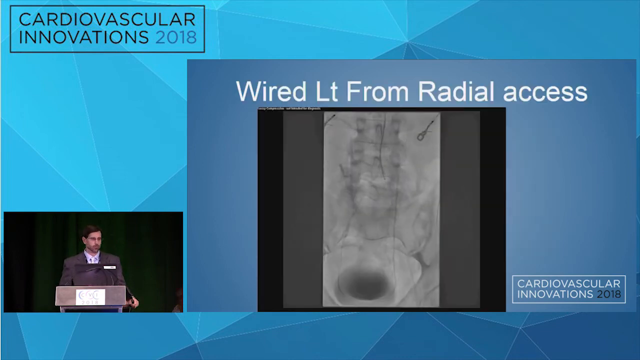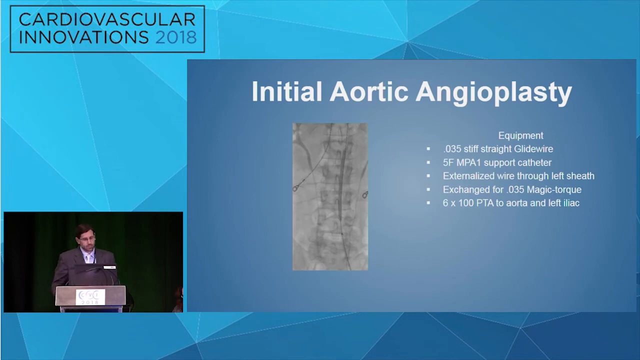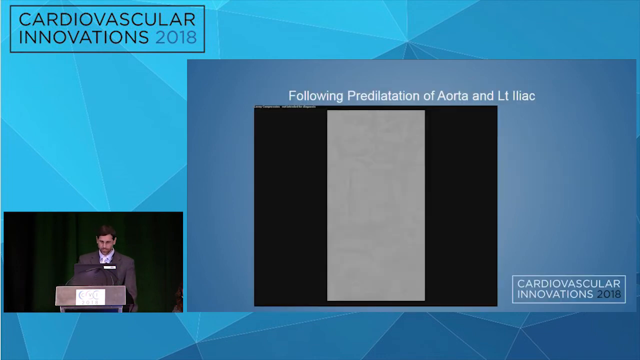So we elected to try and cross from above. This was a multipurpose A1 catheter and a straight stiff Glidewire, and it passed very easily through the occlusion. We externalized it through the sheath, advanced a balloon up from the common femoral sheath. We actually exchanged to a longer 7-French sheath, and then through our balloon we exchanged the wire to a Magic Torque wire, and then we ballooned the aorta, the iliac, and took a quick angiogram to make sure there was nothing catastrophic, and it looked fine.